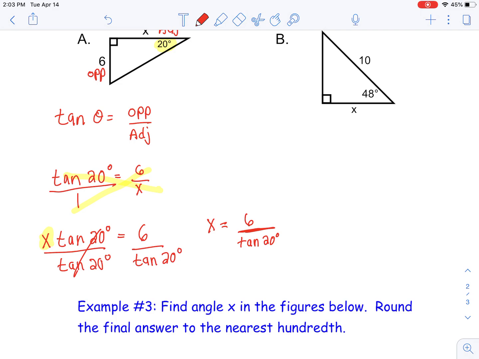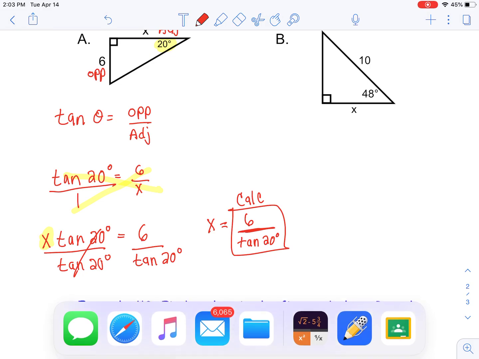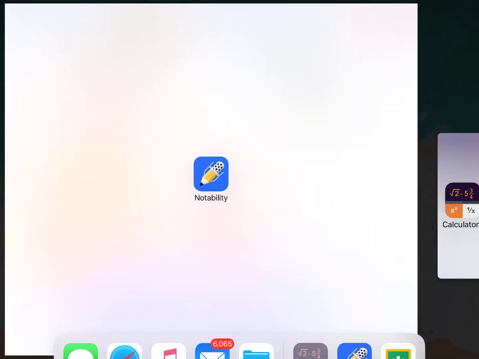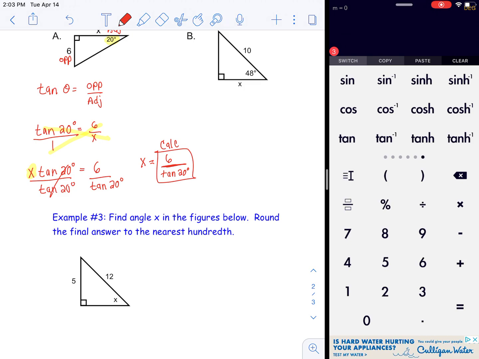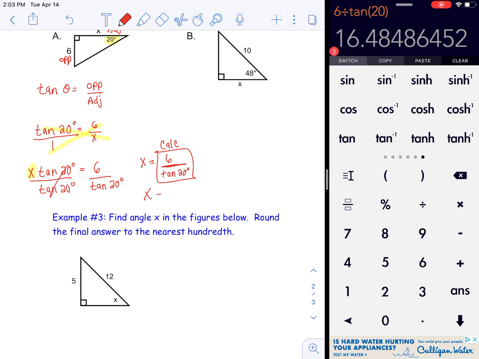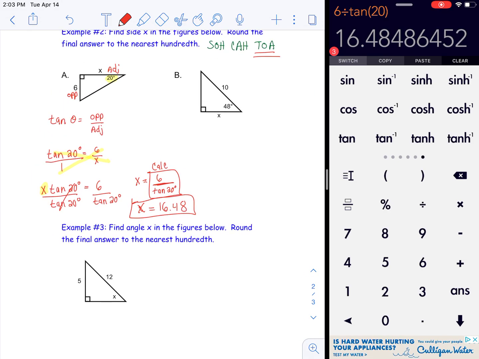So I'm going to plug this into my calculator. So let me pull up the calculator here. And so when I pull this up, what I'm going to put in my calculator is 6 divided by tangent of 20 degrees. Hit equal, and I get x is equal to 16.48, which gives me the side I was looking for. So that side x is equal to 16.48.